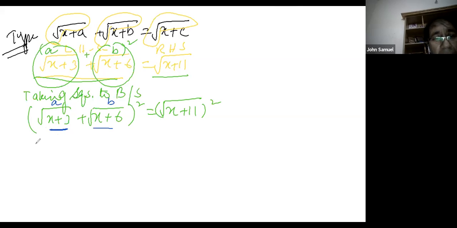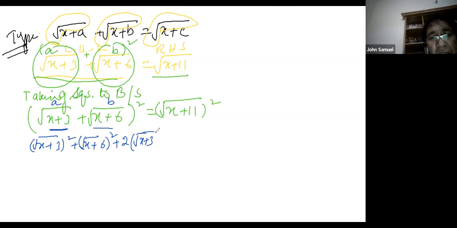You know that x plus 3, first term square, then x plus 6, second term square, plus 2 into first term x plus 3 into second term x plus 6, radical sign is there, and then is equal to x plus 11. We can remove the radical sign from here. Hope you are getting it. This right hand side has become isolated, freed from the radical sign.